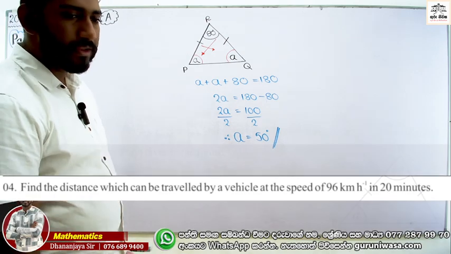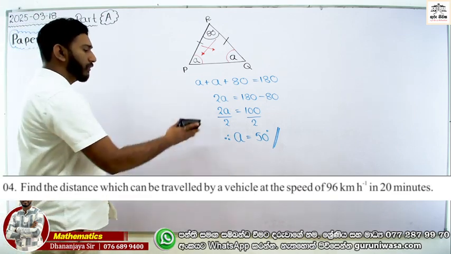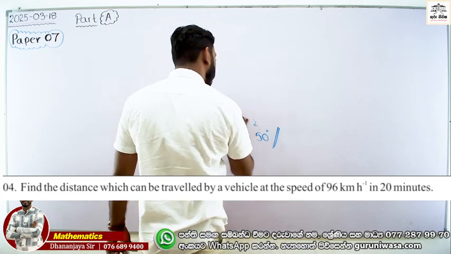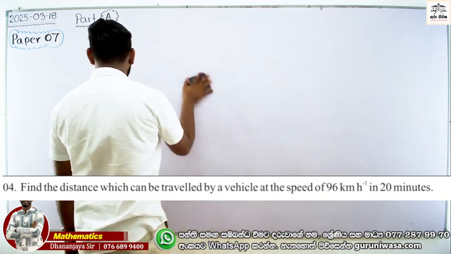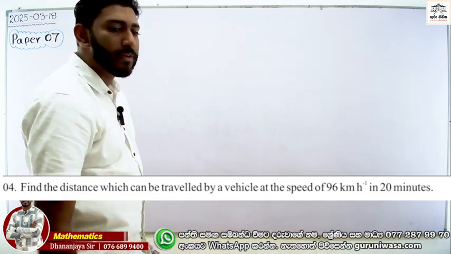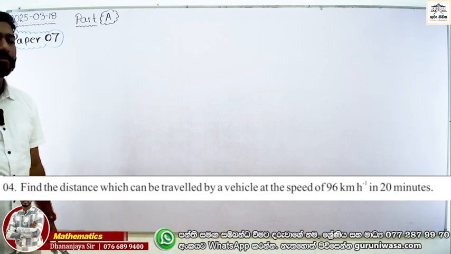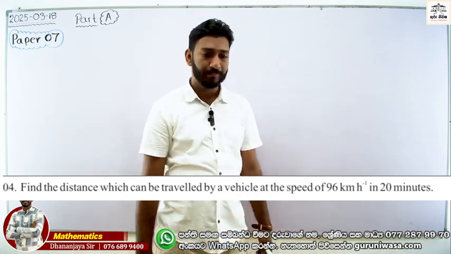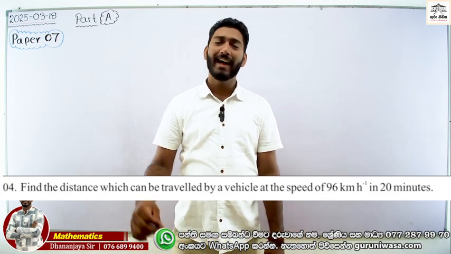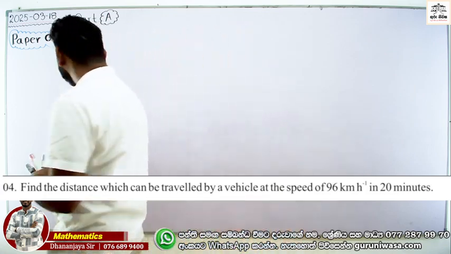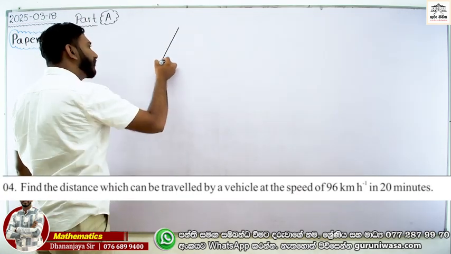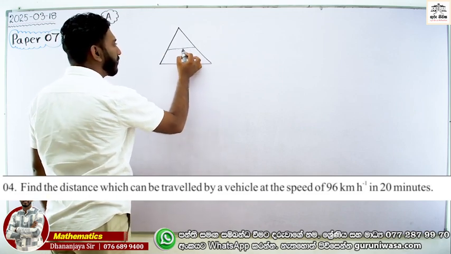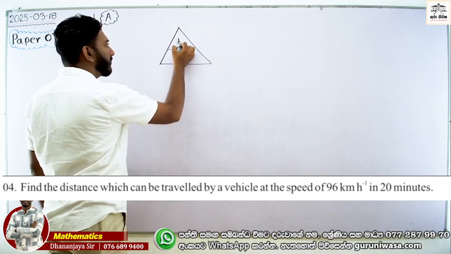Right, okay. Now we are going to question number 4. Find the distance which can be traveled by a vehicle at the speed of 96 kilometers per hour in 20 minutes. Find the distance. And you know about this, right? We call this a DST triangle.